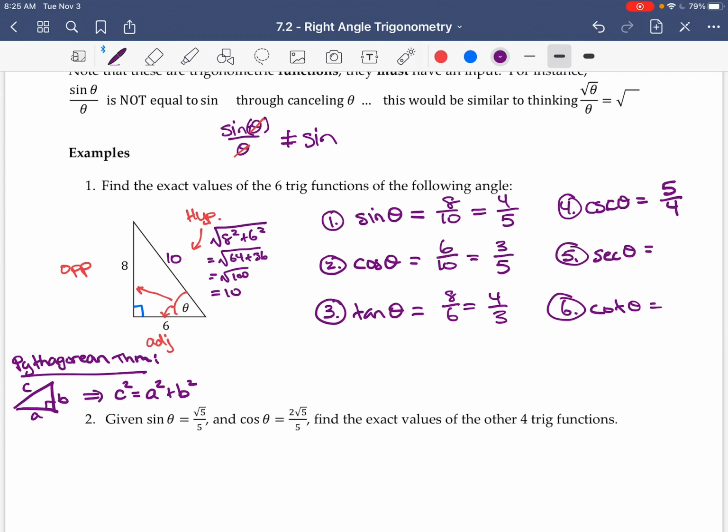Similarly, cos theta is 3 over 5, and secant theta is 1 over cos theta, so this one has to be 5 over 3. Cotan theta is 1 over tan theta, so it's going to be 3 over 4.